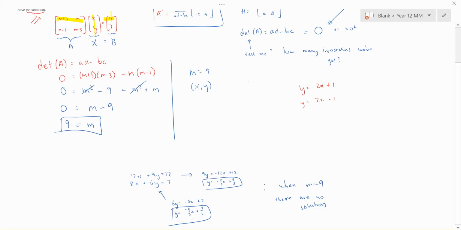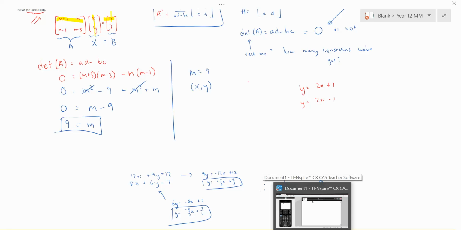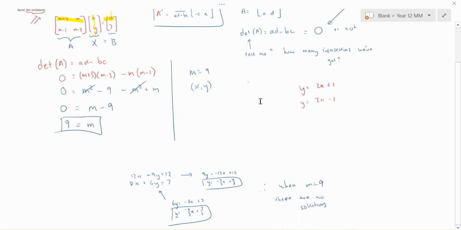Cool? All right. Now, how do you do it with a calculator? The problem with the calculator is it doesn't work out infinitely many solutions easily. It does well for no solutions. It doesn't do well for infinitely many. That's why I'm encouraging you to understand how to do it manually. And if you can do the calculator, it just helps it quicker. Okay, so if I were to do this on a calculator, let's have a look.